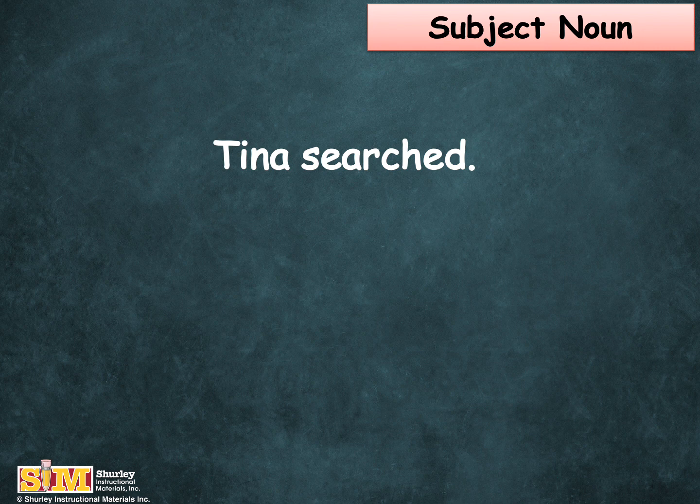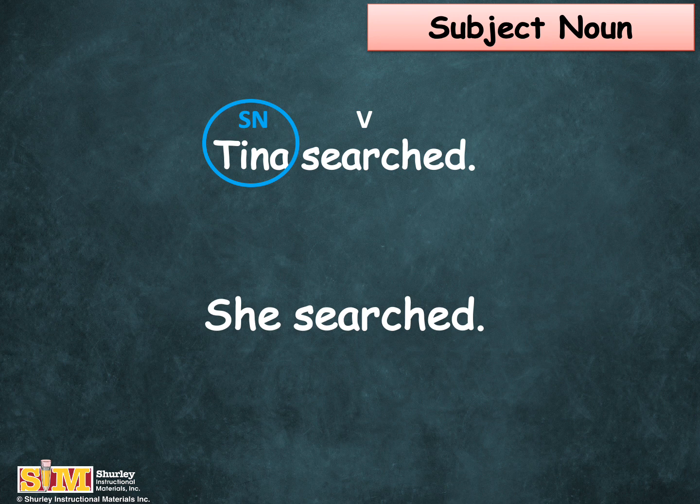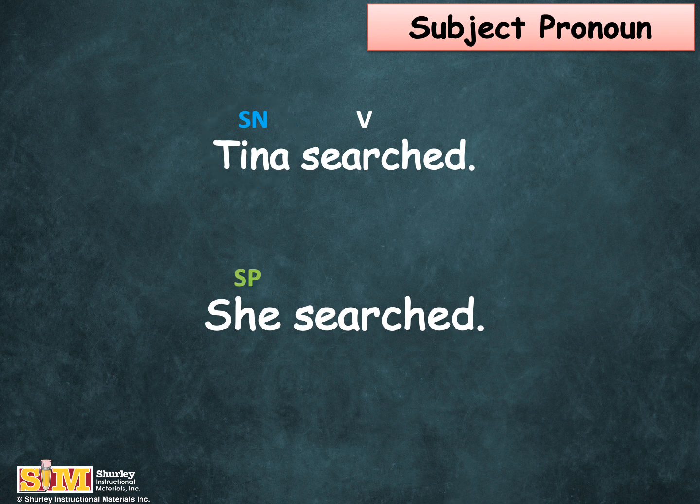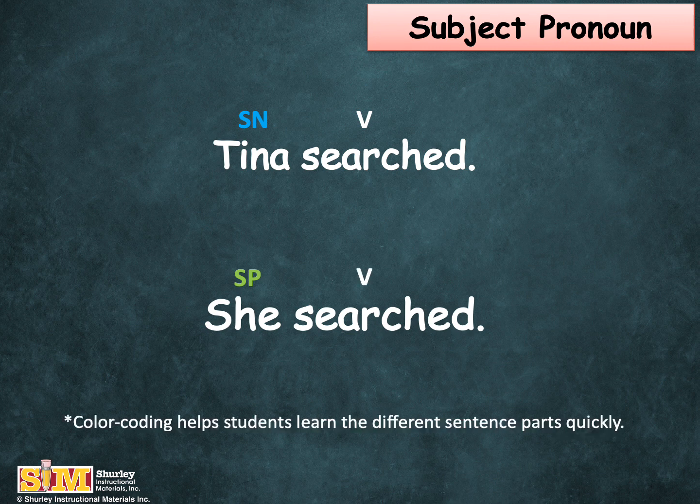Tina searched. Who searched? Tina, subject, noun. What is being said about Tina? Tina searched. Verb. Now take a look at the next sentence, using the subject pronoun she in place of Tina. The question and answer flow sounds like this. She searched. Who searched? She. Subject pronoun. What is being said about she? She searched. Verb.